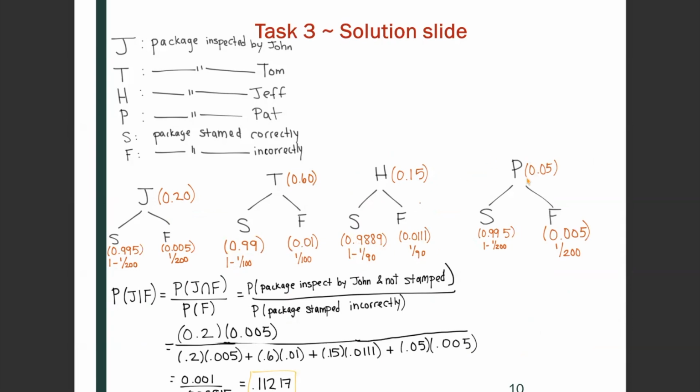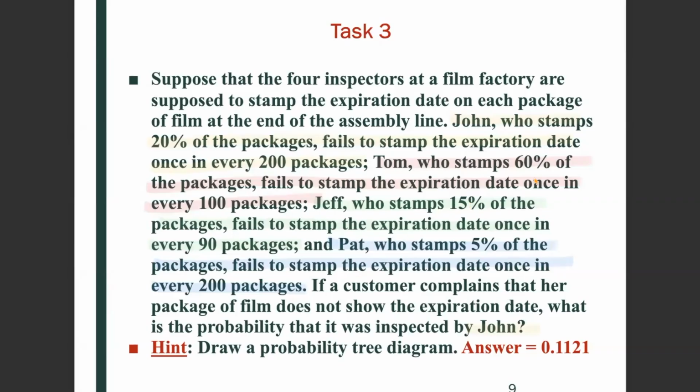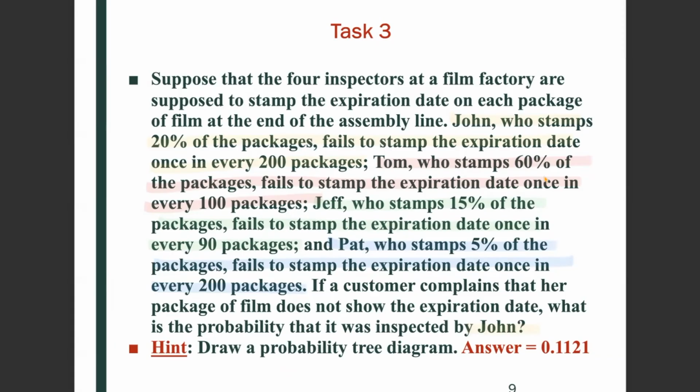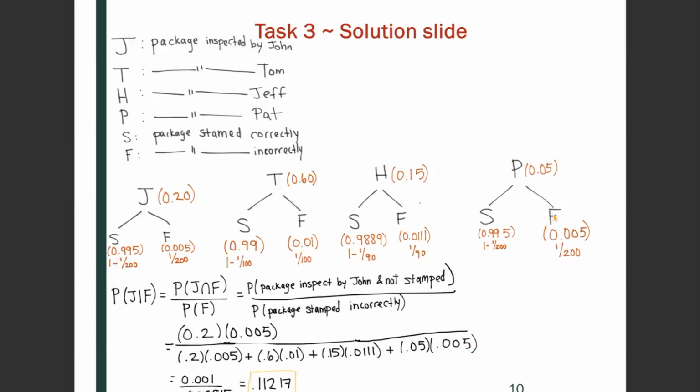And last but not least, we have Pat, where Pat stamps 5% of the packages, so that would be 0.05, and fails to stamp the expiration date once in every 200 packages. So the F under Pat would be 0.005, or 1 over 200. So S, that it's stamped correctly, would be 1 minus that probability, which is 0.995.